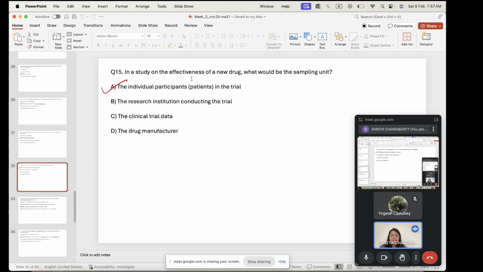Question 15. In a study of effectiveness of the drug, what will be the sampling unit? Of course, the individual participants in the trial.